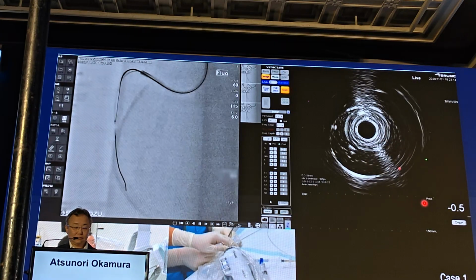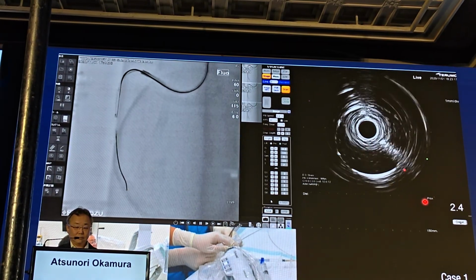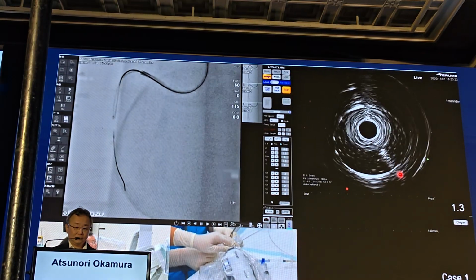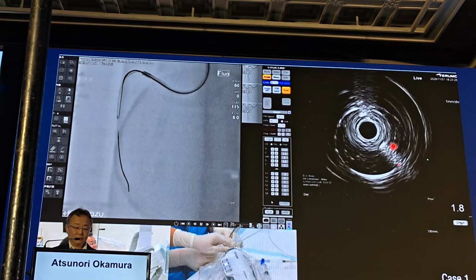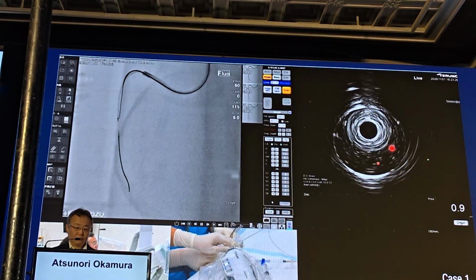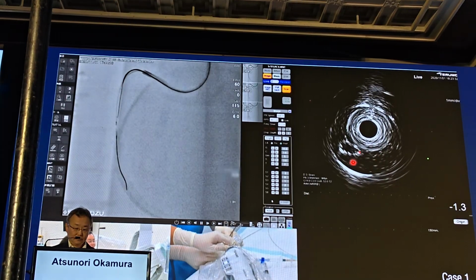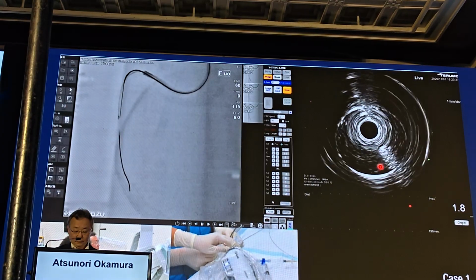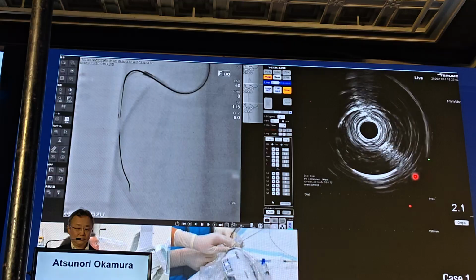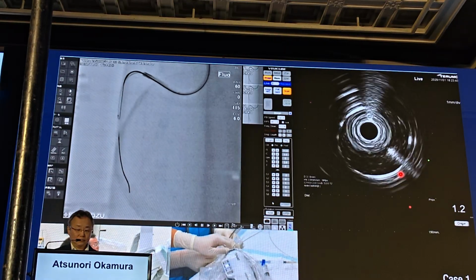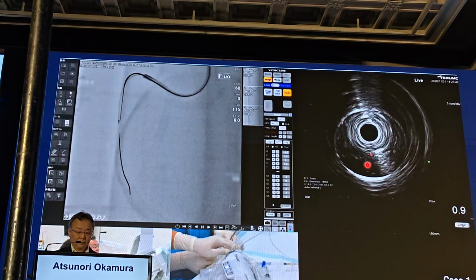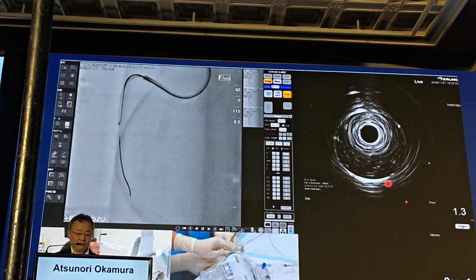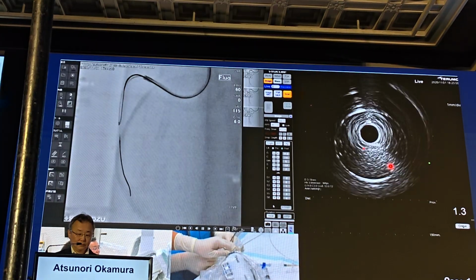A little bit pull back and clockwise. Shaft hits the transducer and the tip is in this direction. The target is here. Clockwise. So you rotate clockwise. I rotated clockwise. A little bit over this direction, please advance. A little bit counterclockwise.